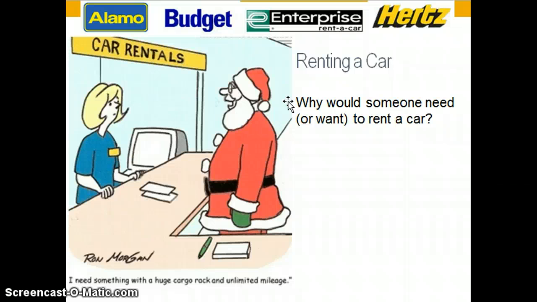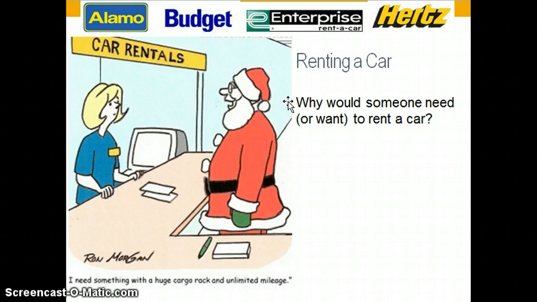Okay, so you probably came up with some things like, first of all, if you're going on vacation, that's a really big reason why people like to rent a car. If you fly somewhere, you arrive at your destination and you need to drive around, you might need a car to get around. You might rent a car to go on a road trip. It might be cheaper to drive a rental car across the country and back than it would be to use your own car and to take all that wear and tear on your own car.